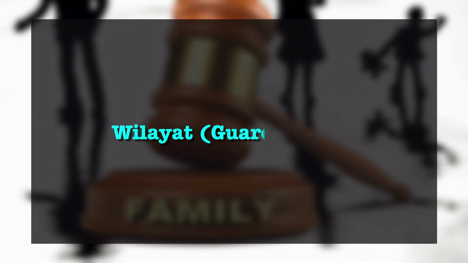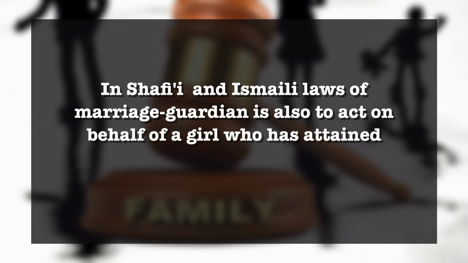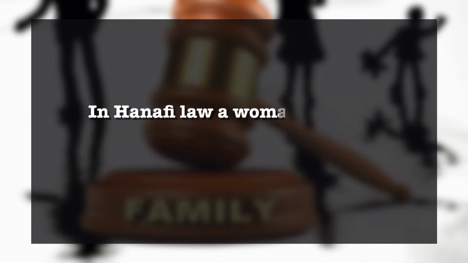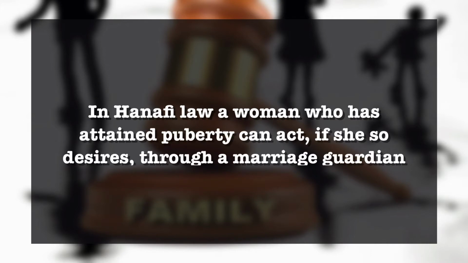Number 4, vilayat, that is guardianship. As regards those who are not competent to contract their own marriage, ijab or qabul, as the case may be, is to be made by their marriage guardians called wali. In Shafi and Ismaili laws of marriage, guardian is also to act on behalf of a girl who has attained puberty, unless it is not her first marriage. In Hanafi law, a woman who has attained puberty can act, if she so desires, through a marriage guardian.